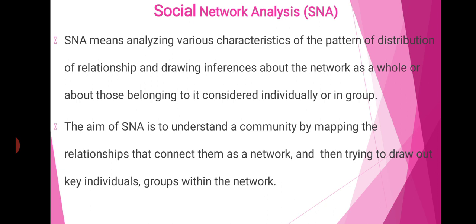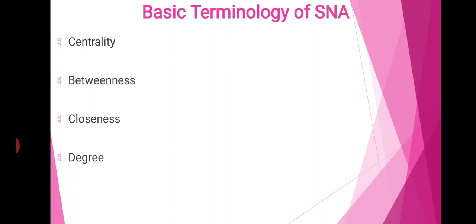Now see some of the basic terminologies used in social network analysis. First one, centrality, betweenness, closeness, degree. Centrality is related to how people are centered around a person, an organization, or a phenomenon. Betweenness means in between persons. Closeness means some people are close to another. Degree means how far, the depth of the relation.